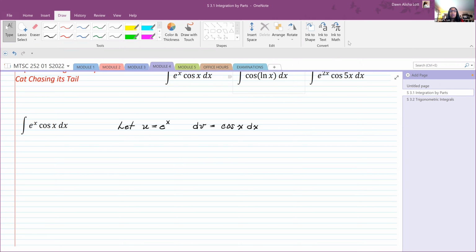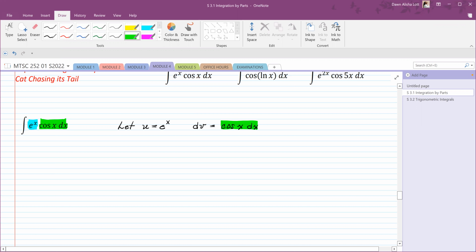So u is e to the x and dv is cosine x dx. Professor Watt, just to clarify, u is always the first term, except if it's not? No, u is what you want it to be.